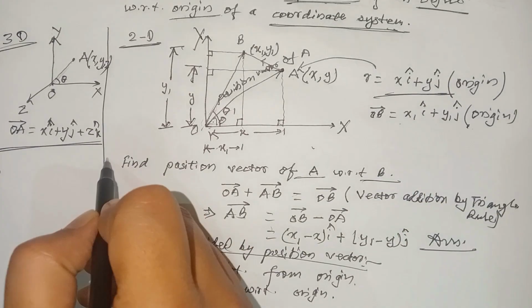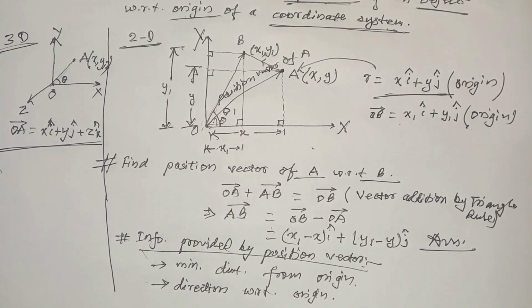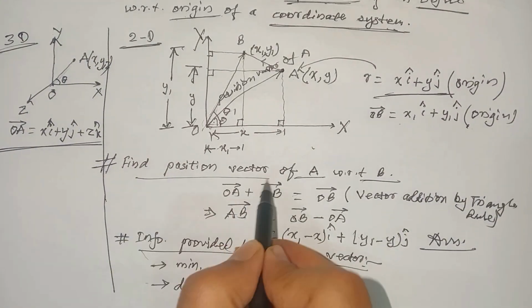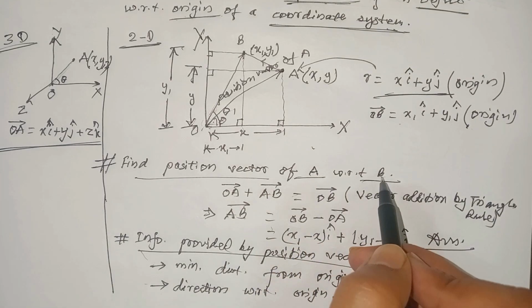Okay, and this is an important question that arises. Find the position vector of point A with respect to point B.